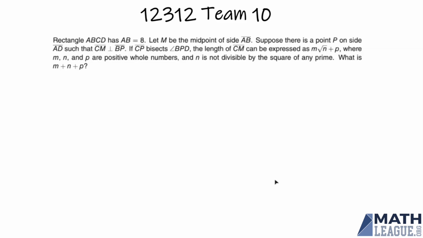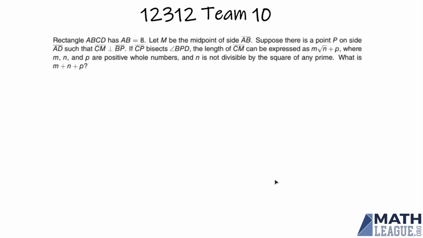Rectangle ABCD has AB equals 8. Let M be the midpoint of side AB. Suppose there is a point P on side AD such that CM is perpendicular to BP. If CP bisects angle BPD, the length of CM can be expressed in that form for some variables, and we want to find the sum of M and NP.